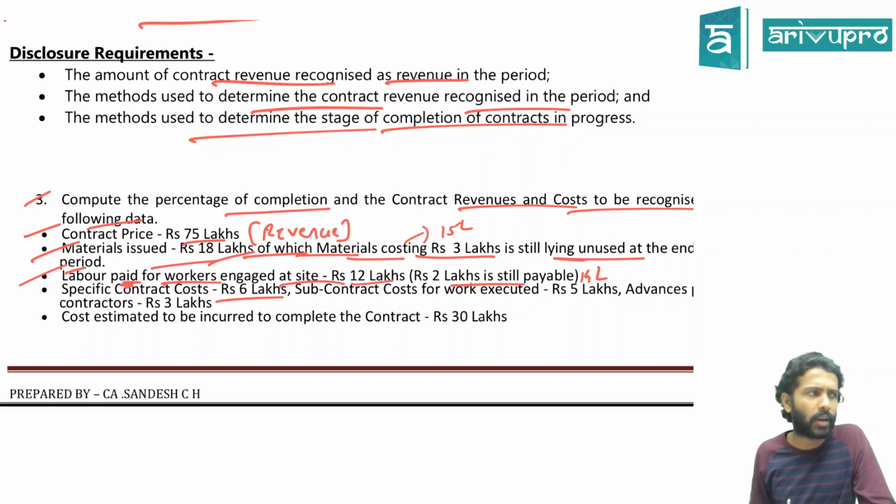This contract has a specific contract cost. Maybe certain material specifically we ordered for it, which is how much? Can we add it? Yes, it's also a cost related to the contract only. So we can add it up.